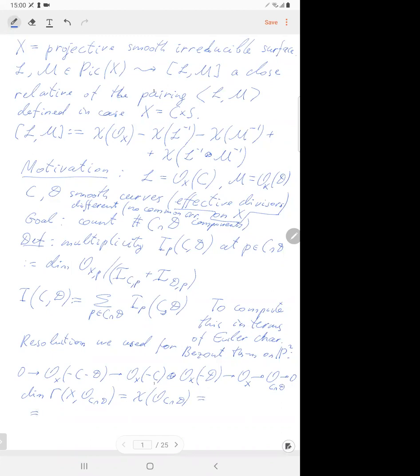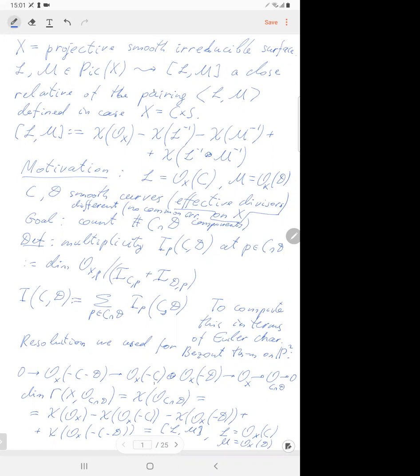So we get that this is chi of OX minus chi of OX of minus C minus chi of OX of minus D plus chi of OX of minus C minus D. Okay, and then we see that this is exactly the pairing of L and M, where L is OX of C and M is OX of D. Okay, you see the definition of the pairing in the upper part of the page.